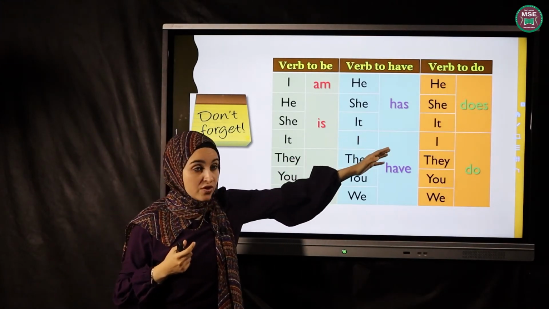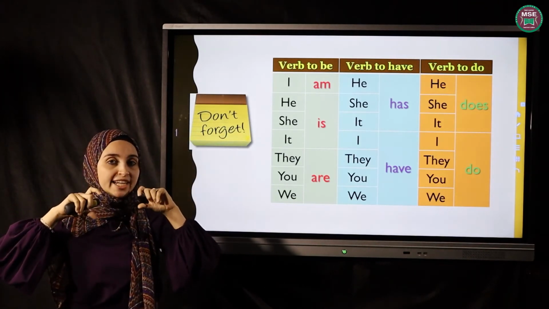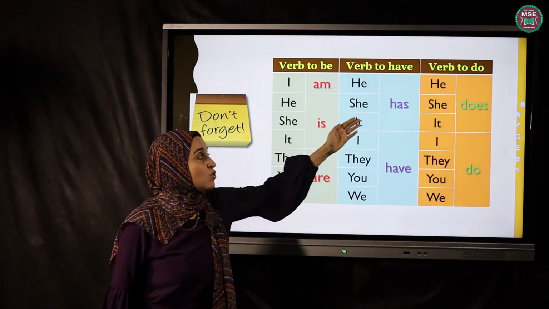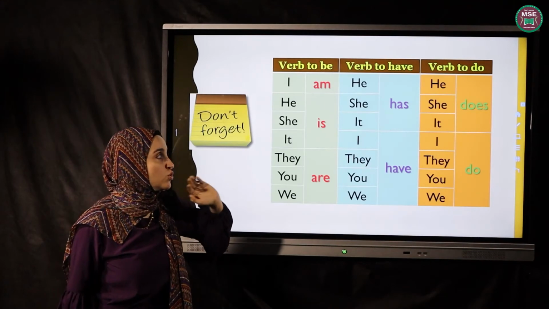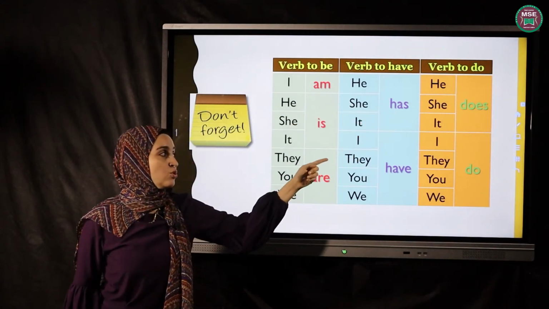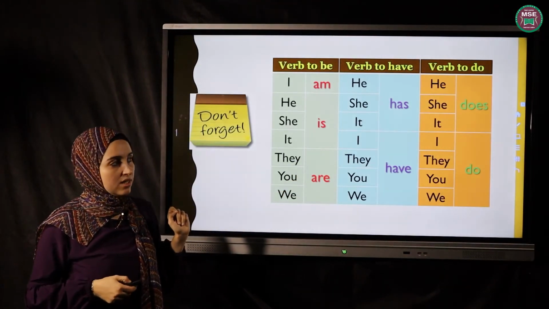Last important thing, if I have verb do between brackets, and he wants from me to correct the verb, he wants from me does or do. My answer must be does or do. Does with he, she, or it. Do with I, they, you, or we.